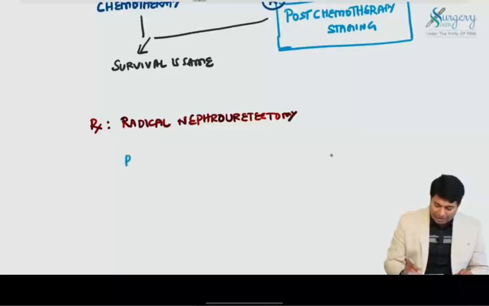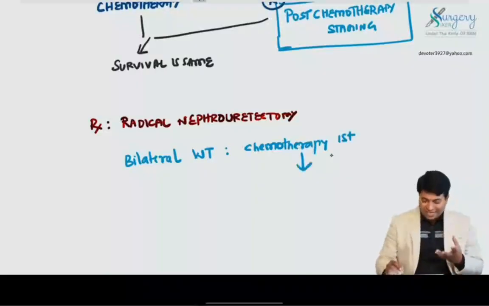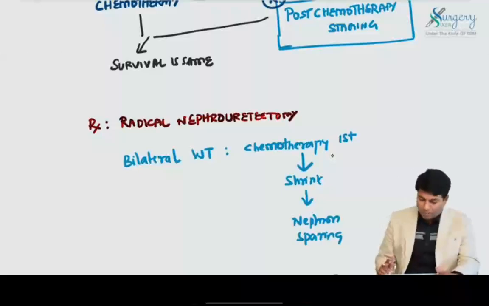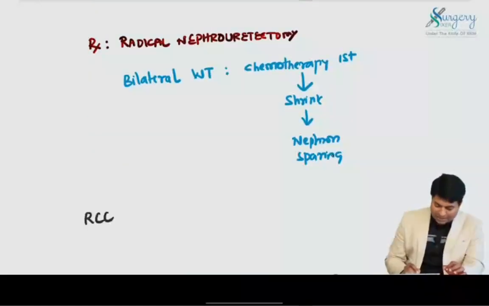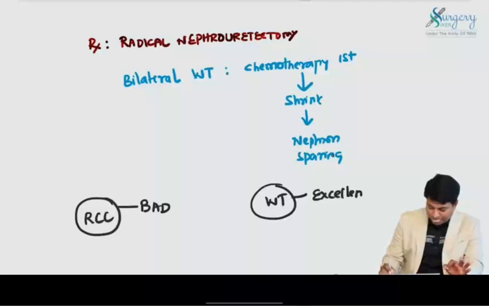If there is bilateral Wilms tumor, please remember, we will first give chemotherapy, like the SIOP protocol. Chemotherapy is given first to shrink the tumor, and then we try to do a nephron-sparing operation in these cases. An interesting point is that RCC has a bad prognosis, whereas Wilms tumor has an excellent prognosis.